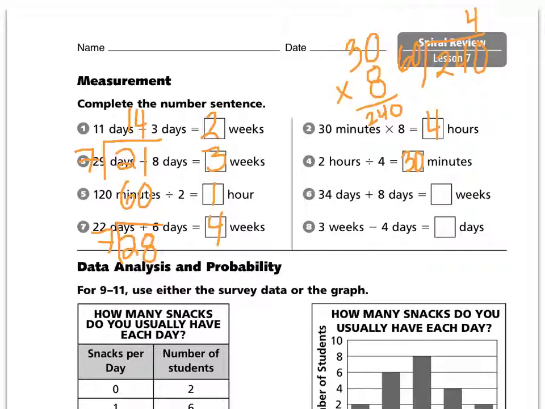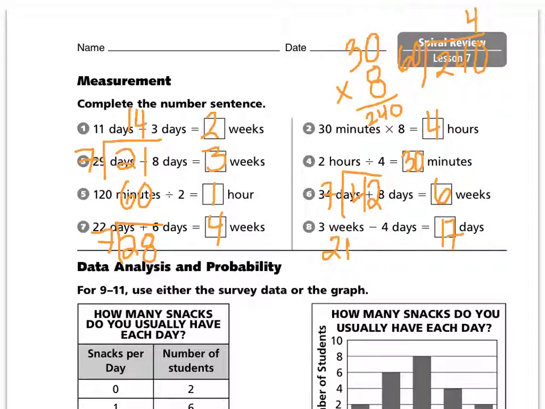34 days plus 8 days is going to be 42 days, but I need to divide that by 7 to get weeks. That's 6 weeks. 3 weeks minus 4 days. I know that 3 weeks is going to be 7 times 3, which is 21 days. 21 days minus 4 days would equal 17 days.